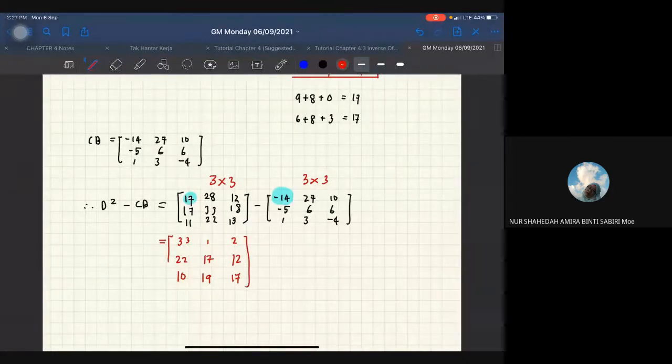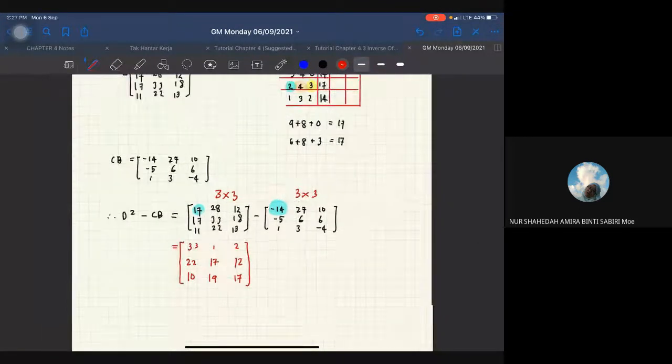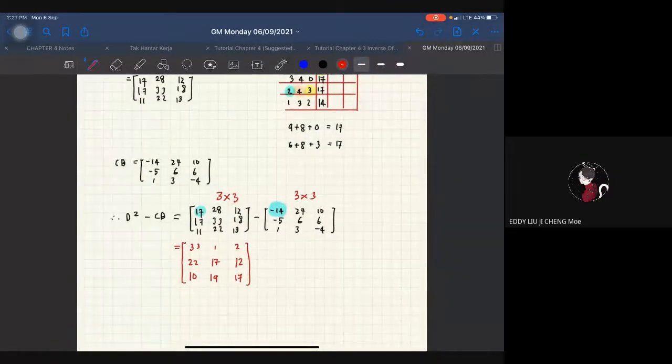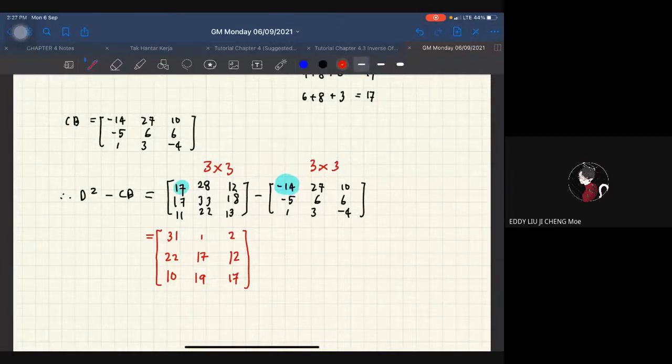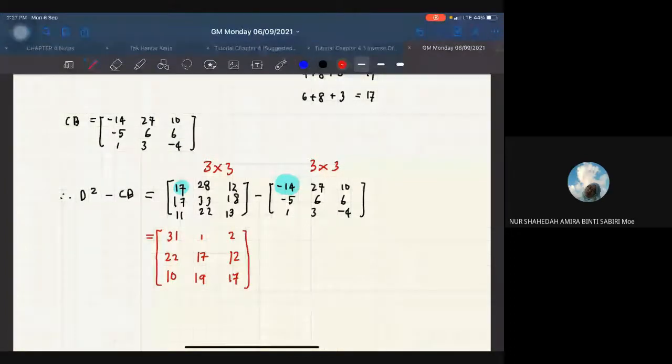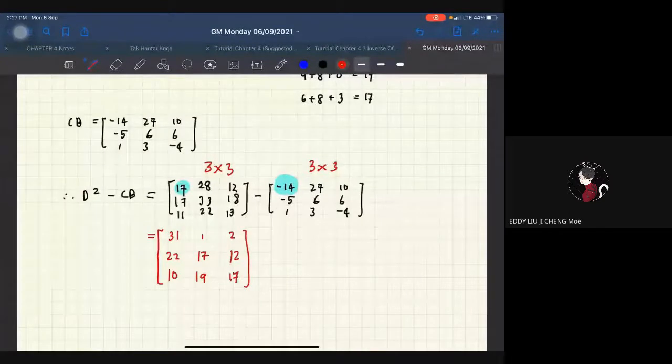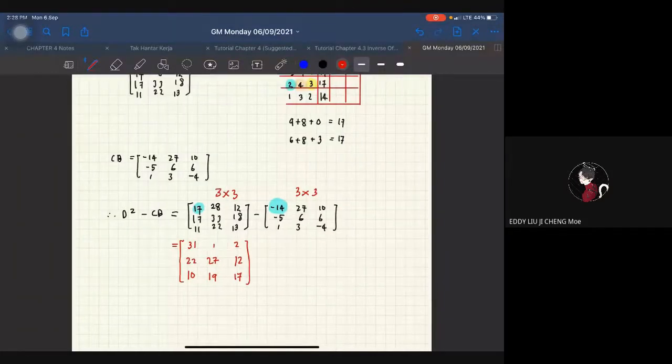Betul tak saya kira? The 31, Miss. 31 eh? Betul, the first number. Thank you. Tu je kan yang salah? Ke ada lagi? Correct already. Alright. The center should be 27. 27, terhilang 10. Okay, thank you. So this is your final answer.